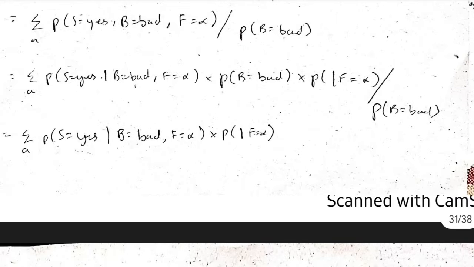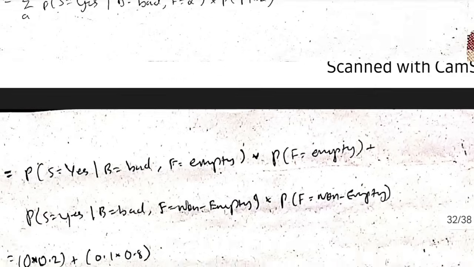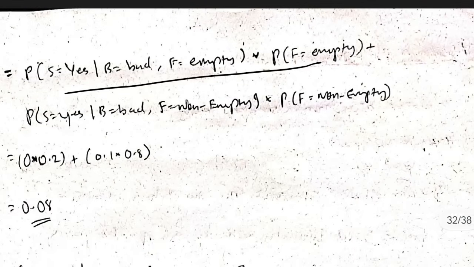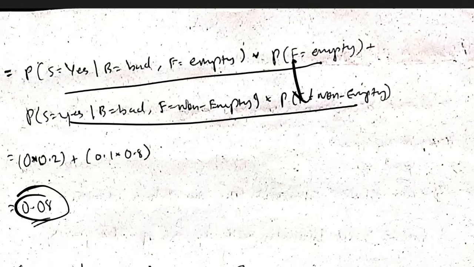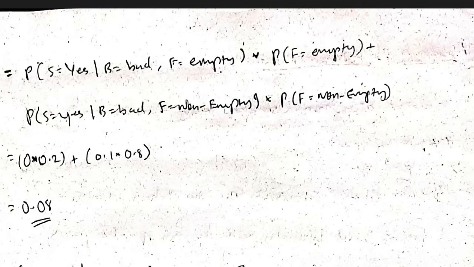Okay, after I've written these things here, I'll be writing one for F is equal to empty, and F is equal to non-empty. I'll substitute the values, add it up, and I'll get the final answer for the probability that the car will start given that the battery is bad. This is the probability, 0.08. I hope the Bayesian belief network is clear for you.